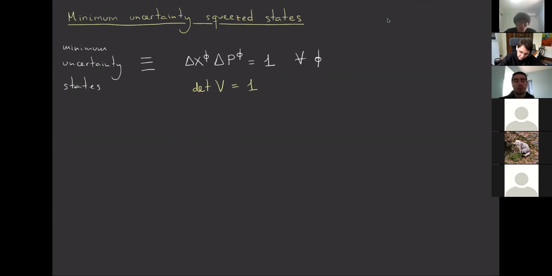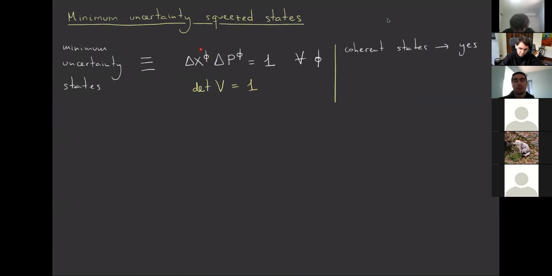So, I give you just a couple of examples, positive and negative examples. So first of all, coherent states. Coherent states are minimum uncertainty states, and this we know because we have already seen many times that the quadrature fluctuations in a coherent state are equal to 1 for all directions, and therefore the product is equal to 1.